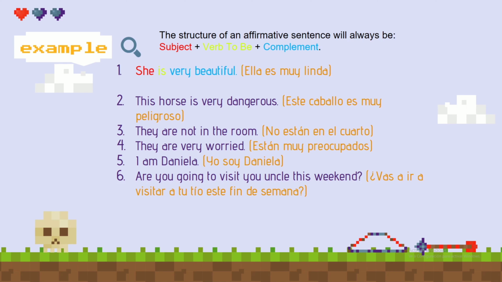Number 5. I am Daniela. Yo soy Daniela. Number 6. Are you going to visit your uncle this weekend? ¿Vas a ir a visitar a tu tío este fin de semana?